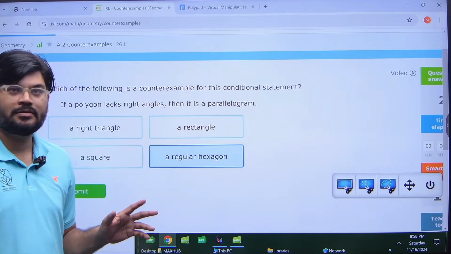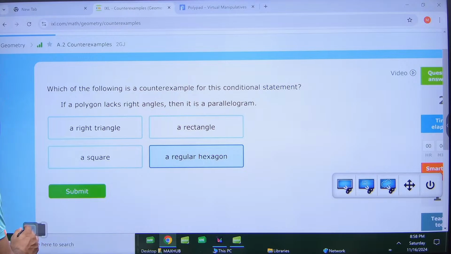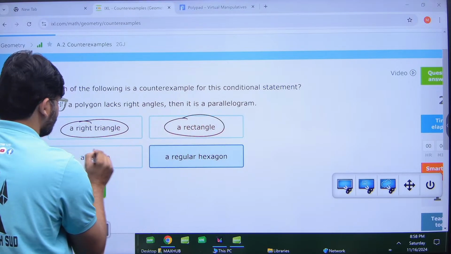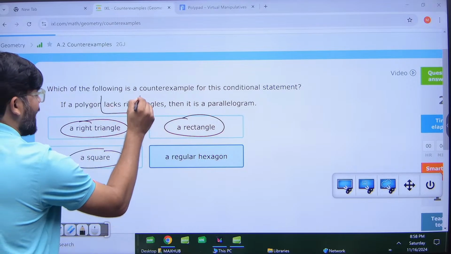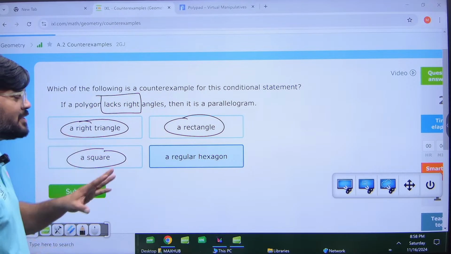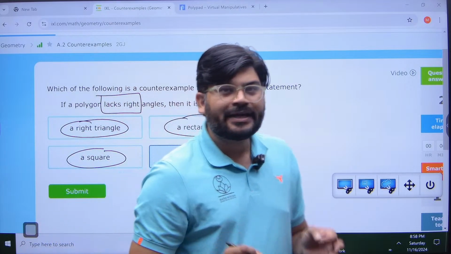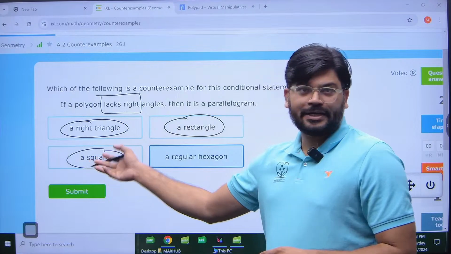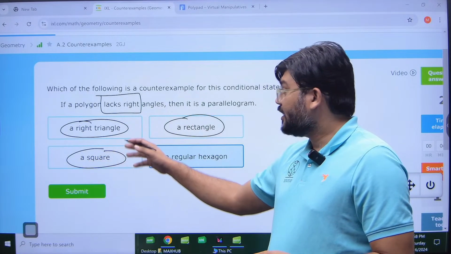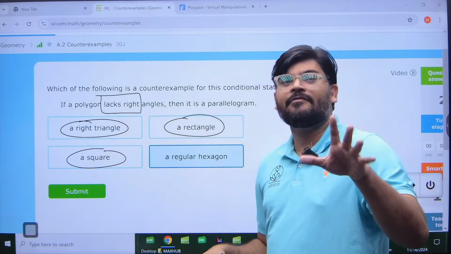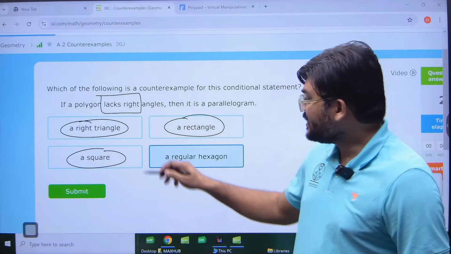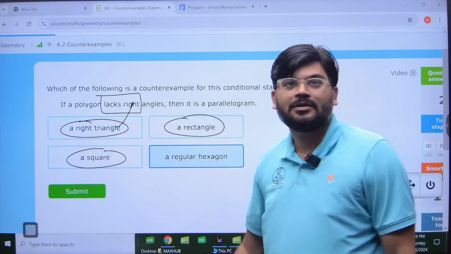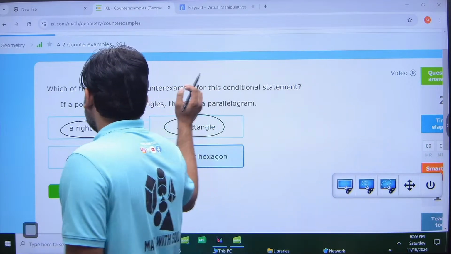Try to understand. Yeah, that can work. Because all others are having a right angle in them. It is saying it lacks right angle. Lacks means it should not have right angles. Rectangle, one angle is 90 degree. Square means all the angles are 90 degree. Lacks means it should not have even one. Since it is having, it might not be a parallelogram. It might be a triangle. Are you getting the logic?